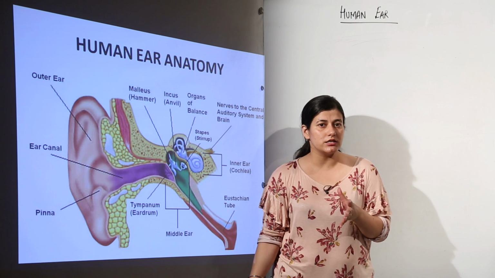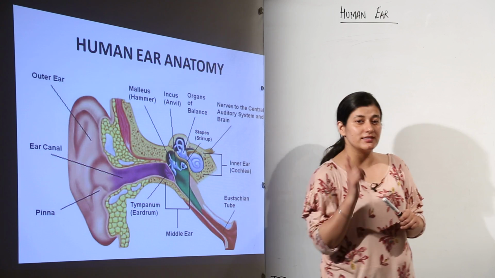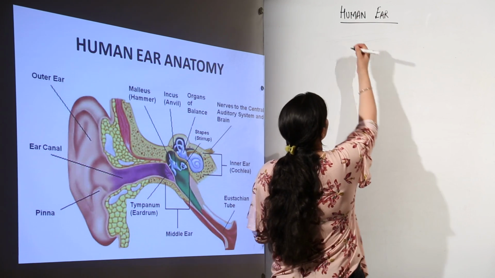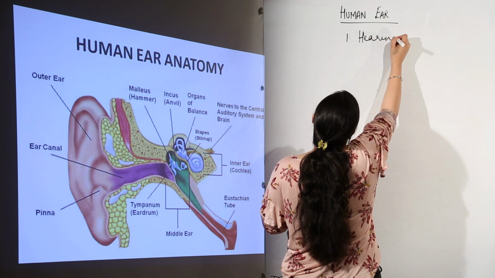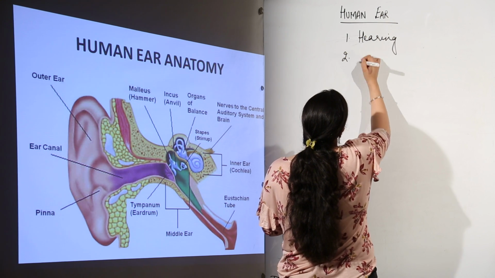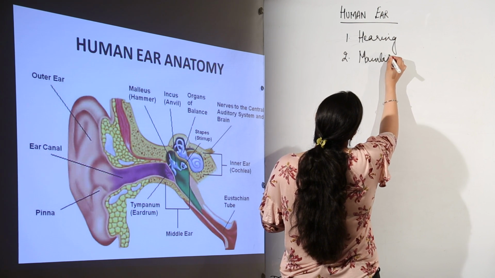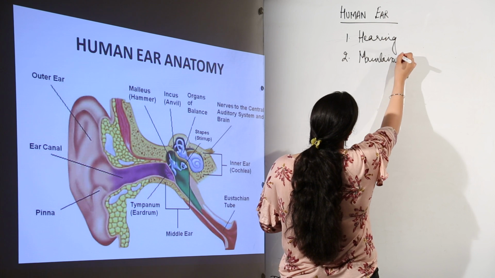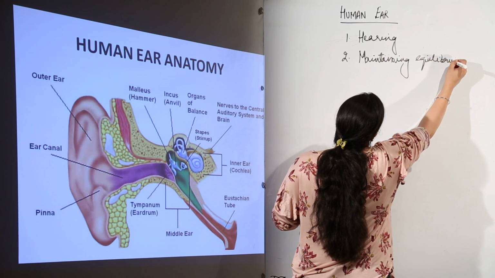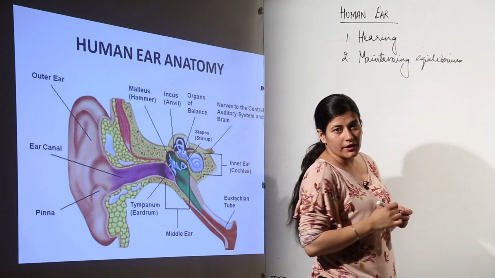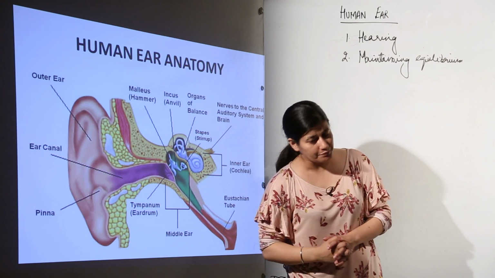Now these ears are very important for two functions. First is hearing, and the second one, you will be surprised to know, or if you know it earlier, that's good, is maintaining equilibrium. When I say maintaining equilibrium, that refers to maintaining balance. Now our ear in terms of anatomy can be divided into three parts.